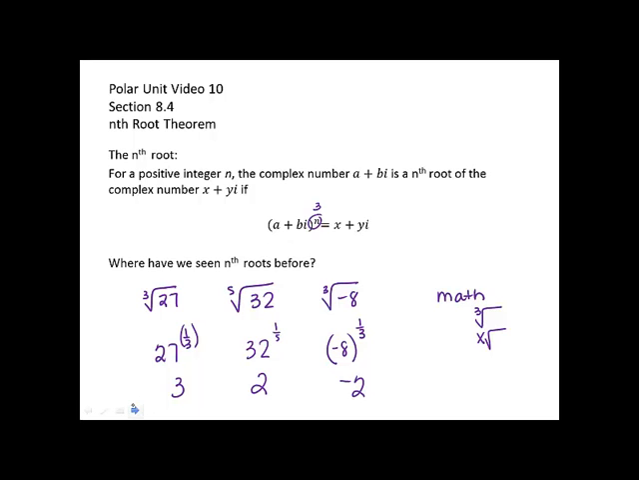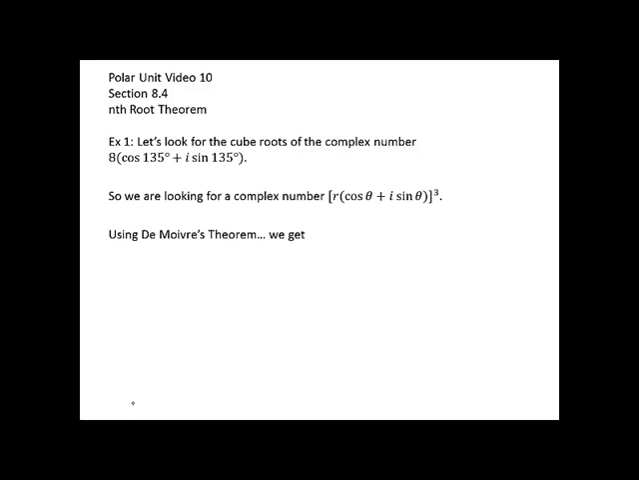Okay, so let's take a look. For the cube roots of the complex number 8, I'm going to write it in shorthand, cis 135, we're looking for a complex number, this guy, that after we cube it gives us that outcome. So the goal is that we're looking for what was already being cubed. What was the thing that got cubed?